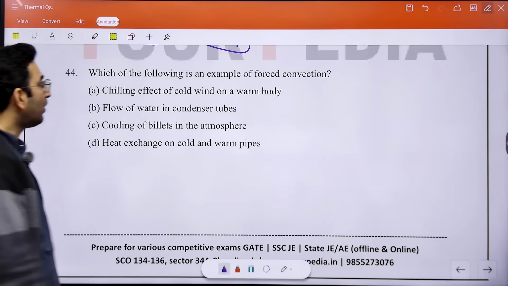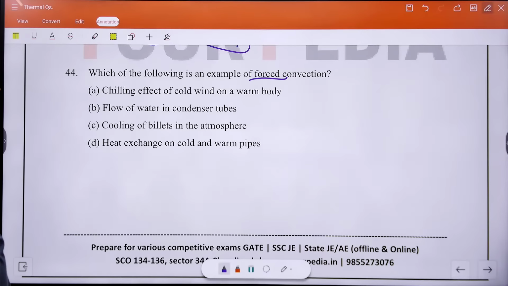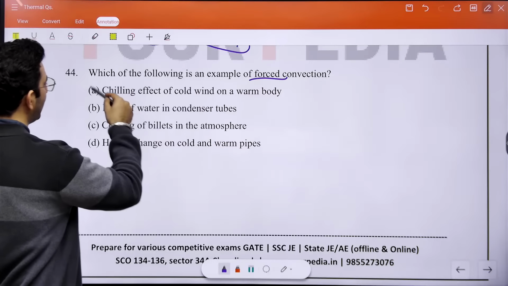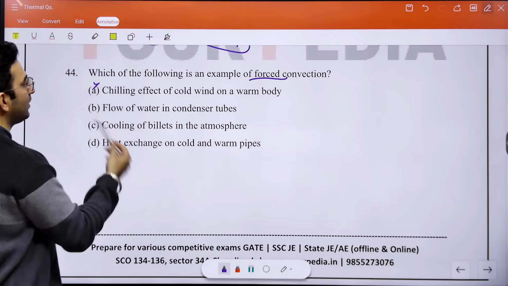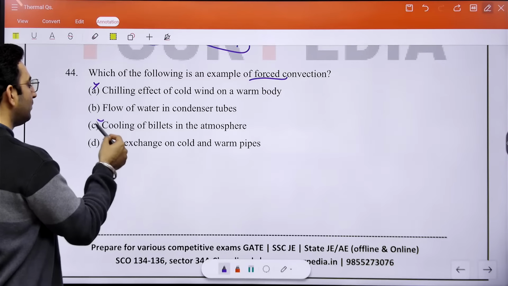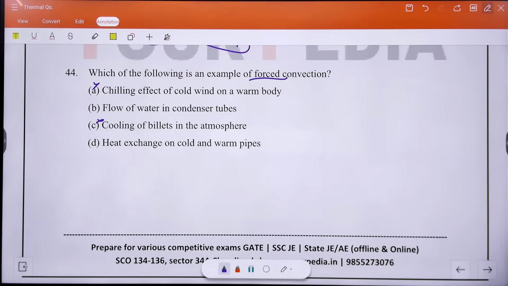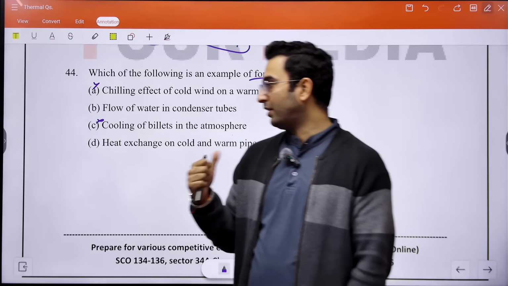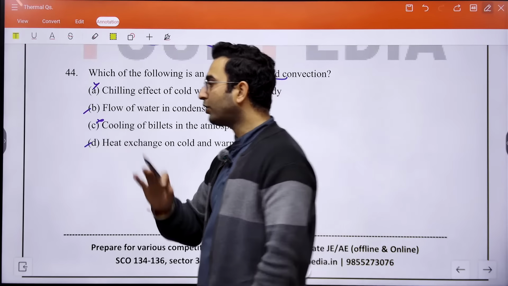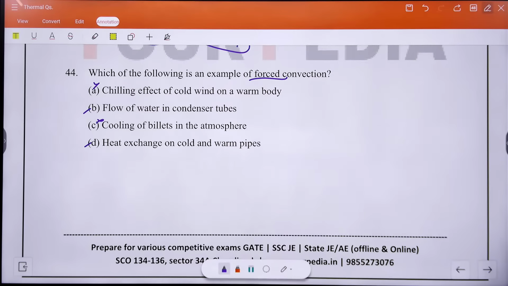Next, which of the following is an example of forced convection? Chilling effect of cold wind on a warm body, that is a wrong answer. Flow of water in a condenser tube, that may be the answer. Cooling of billet, that is natural convection. Heat exchange on cold and warm pipes. Now just see, in this question, option number B and D both can be the correct answer here. But the most effective one will be option number B.